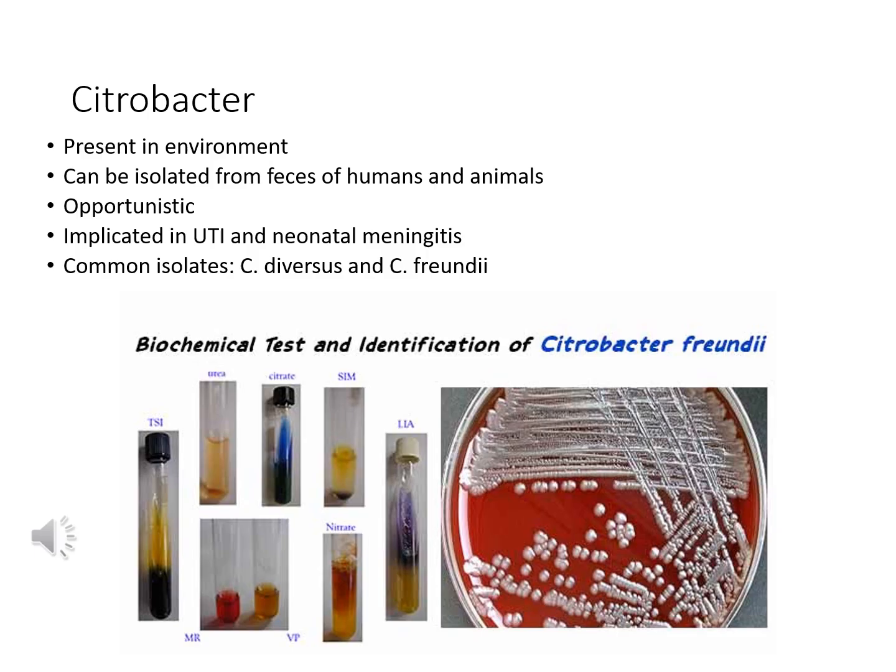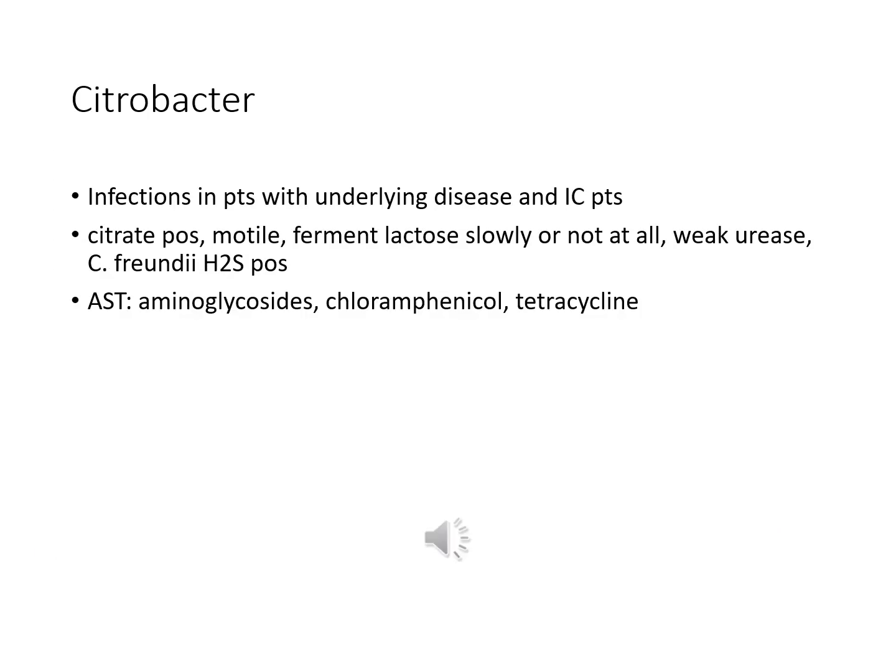Citrobacter is also present in the environment. It can be isolated from feces of humans and animals. This is generally an opportunistic organism. It can cause urinary tract infections as well as neonatal meningitis. The most common isolates will be Citrobacter diversus and Citrobacter freundii. Since Citrobacter is opportunistic, it will often cause infections in patients that have underlying diseases or those that are immunocompromised.